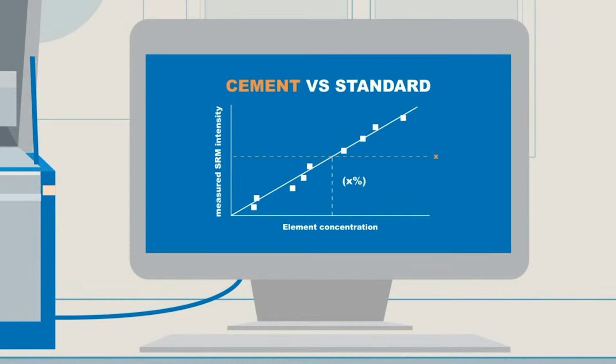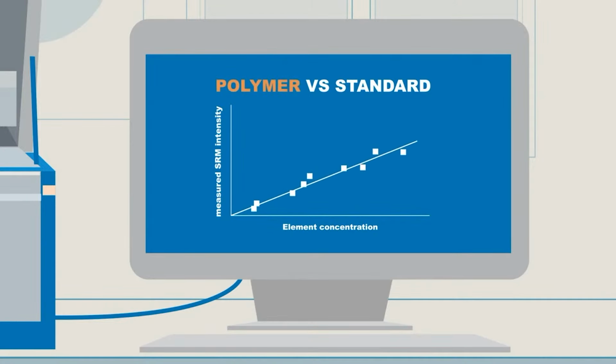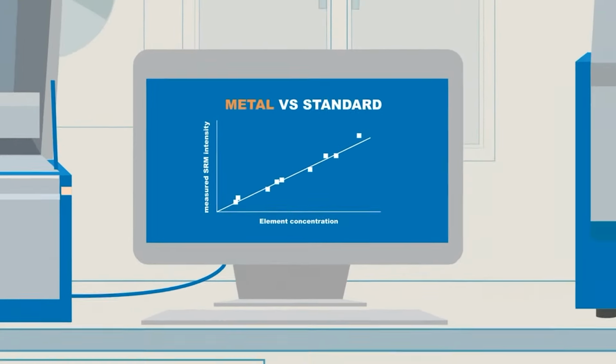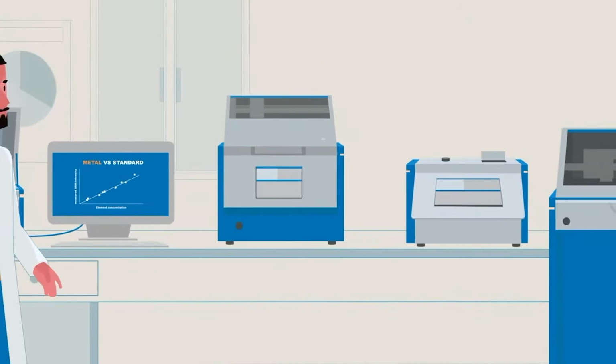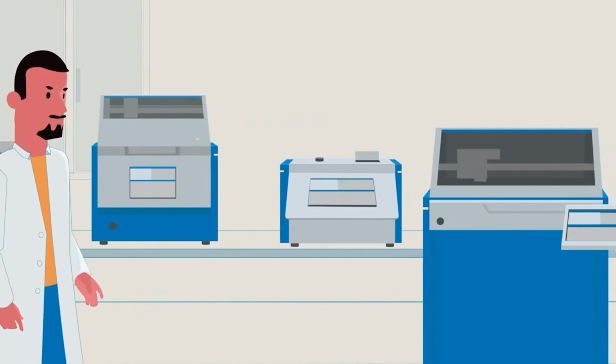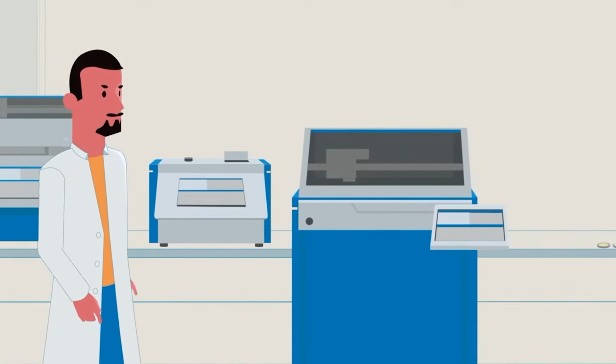When an unknown cement sample is measured, the intensity is compared to the calibration curve of the standard. This sort of calibration can be set up for a wide variety of materials like petroleums, polymers, metals, and so on. Modern systems offer semi-quantitative solutions, which can analyze the material without those standards. In other words, they're standardless methods.